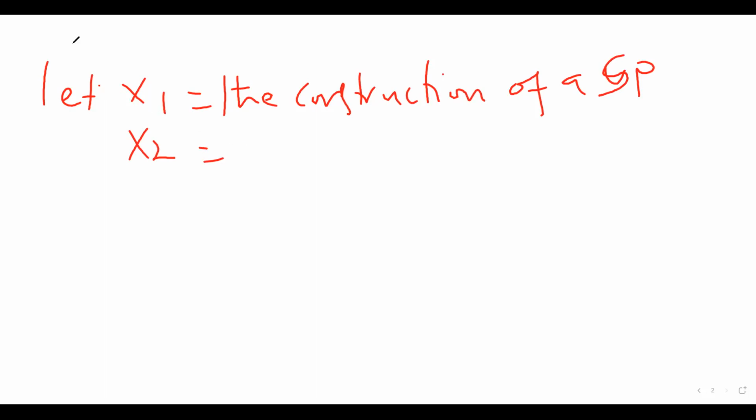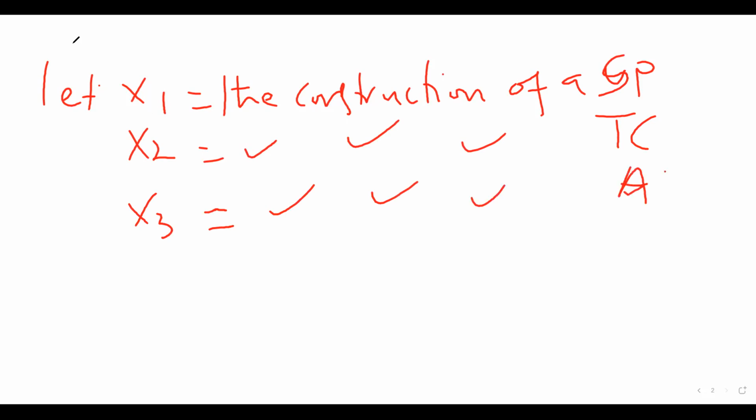Let me clean this first. The construction of a tennis center. The x3 becomes the construction of athletic field. And then x4 becomes the construction of a gymnasium. So this is what the decision variable is. It's not the number of, because this thing is which to construct.